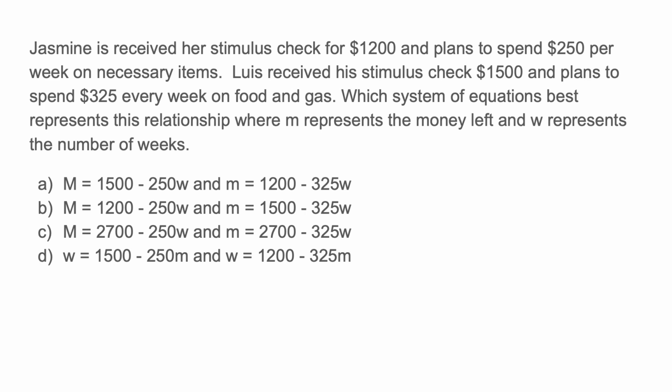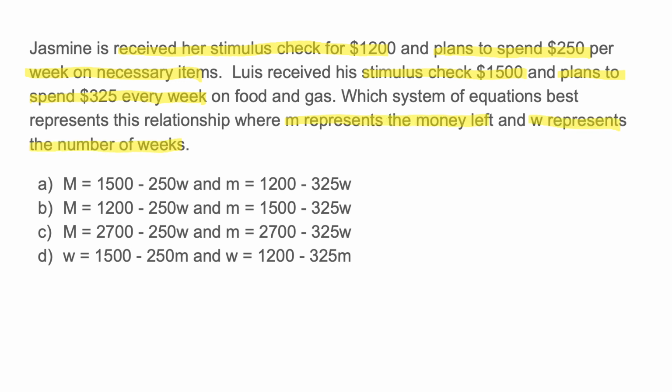All right. Jasmine received her stimulus check for $1,200 and plans to spend $250 per week on necessary items. Lewis received his stimulus check for $1,500 and plans to spend $325 every week on food and gas. Which system of equations best represents the relationship where M is the amount of money left and W represents the number of weeks?